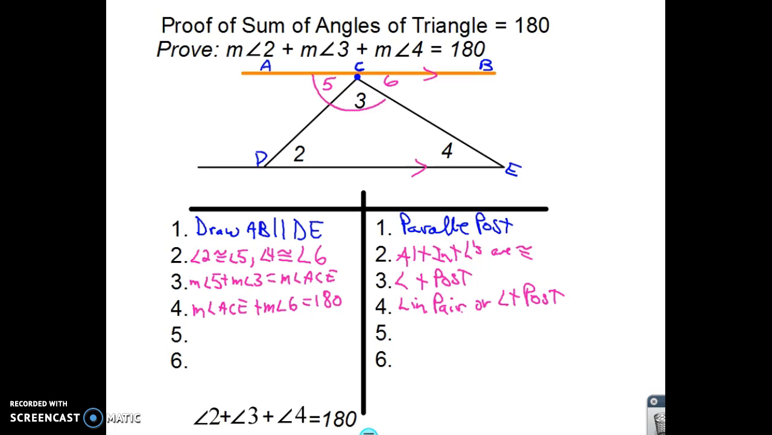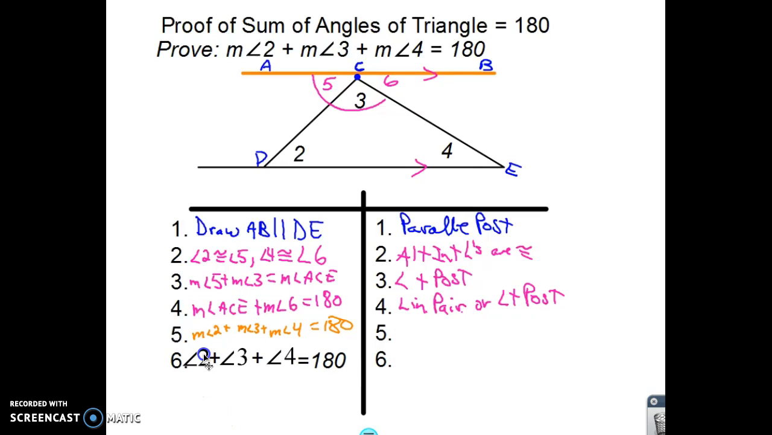So here we go. So angle 5 is the same as 2, and angle 6 is the same as 4. So I'm going to put the measure of angle 4 there. And 5 and 3, well, instead of the 5, I'm going to put a 2 there. Measure of angle 2, and here's my measure of angle 3. So there, we've proven this step right here, and that is because of double substitution.